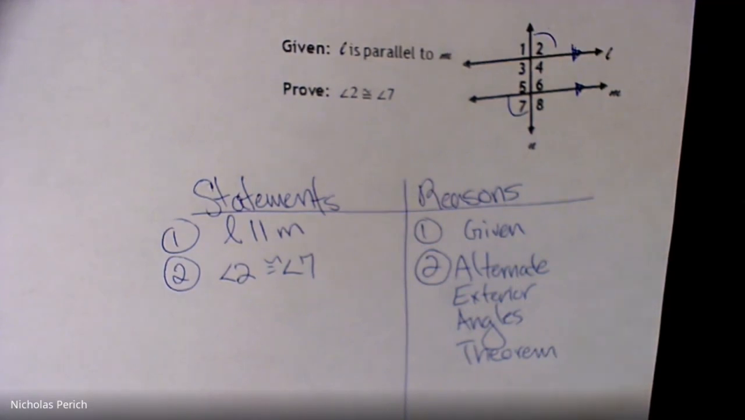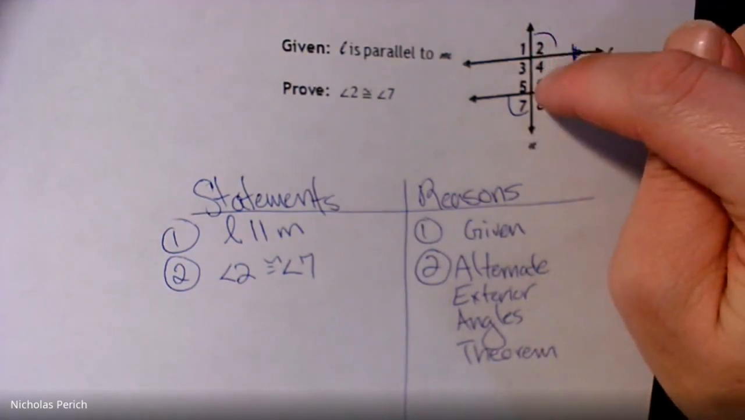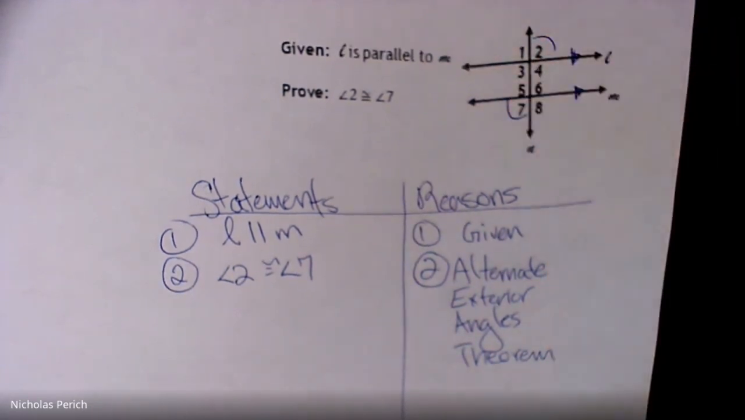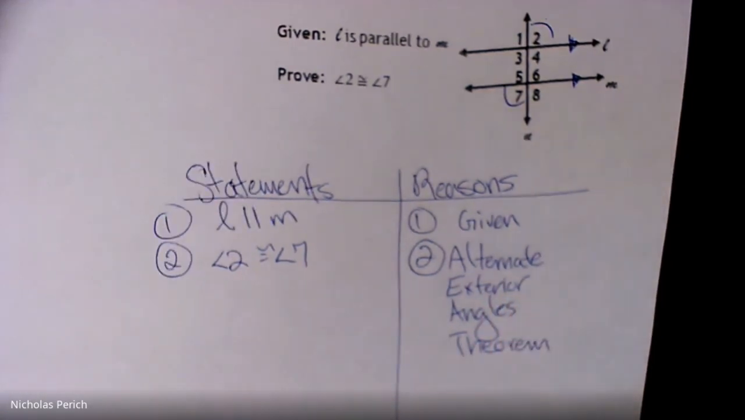And maybe when I stole this problem from the internet, maybe what I was supposed to do was, you know, work for it a little bit. Maybe I was supposed to be like, well, 1 and 5 are the same thing, or 2 and 6 are the same thing, and 6 and 7 are vertical, so 2 and 7 are vertical. Great.